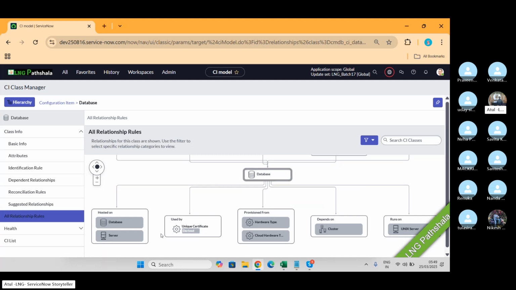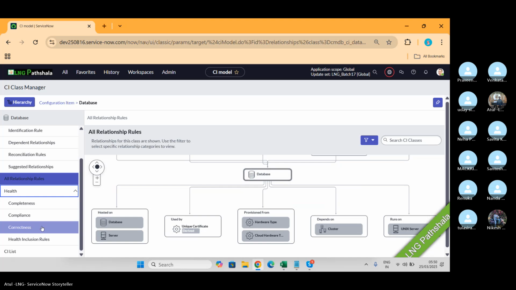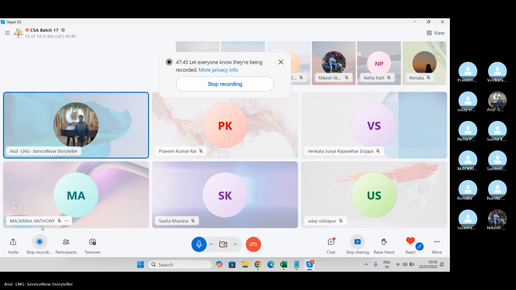Okay. Now every class has a few more things. We'll discuss the theory today and tomorrow we'll go for the practical part. Health. Every CI class has a health. Like we human beings have health, our car has a health, our house has a health. The car which you bought today is not the same after 10 years. The health of the car will change.